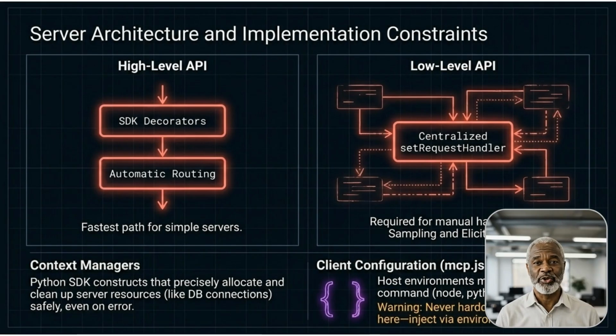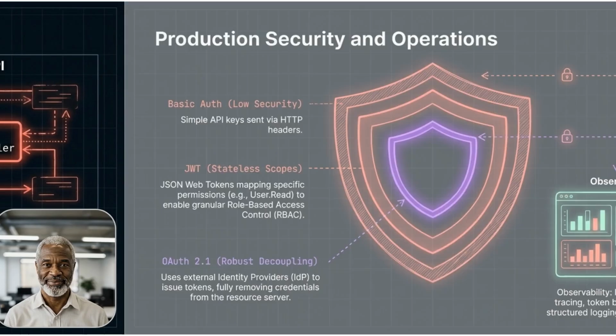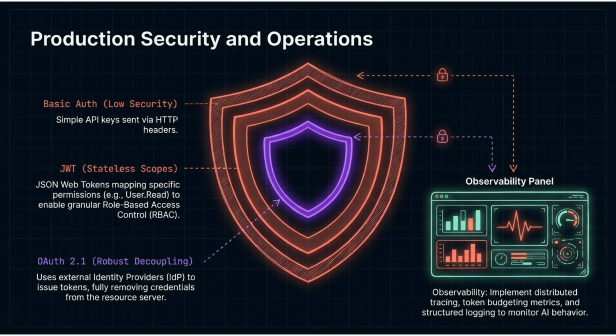Server implementation can use a high-level API for simple servers via SDK decorators and automatic routing. The low-level API is required for complex features like sampling and elicitation. Context managers allocate and clean up server resources, and client configuration is managed via MCP JSON. Production security supports basic auth, JWT for granular role-based access control, and OAuth 2.1 for robust decoupling.